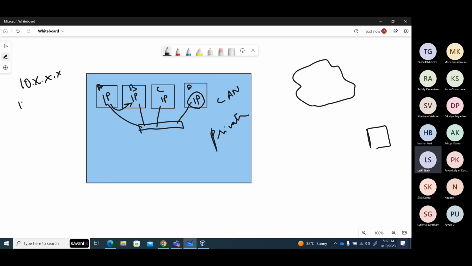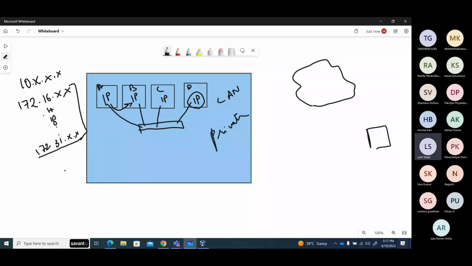Or you can use the 172 series. Not the whole 172 series, guys: 172.16 or 17, 18 up to 31. These are all private series only. 172.16 network or 172.17 network or 172.18 network up to 172.31 network. These are all private IP networks only. But all are different networks.